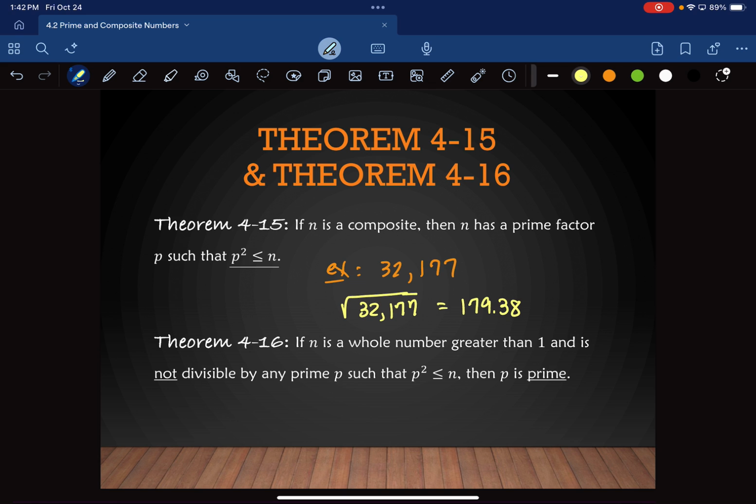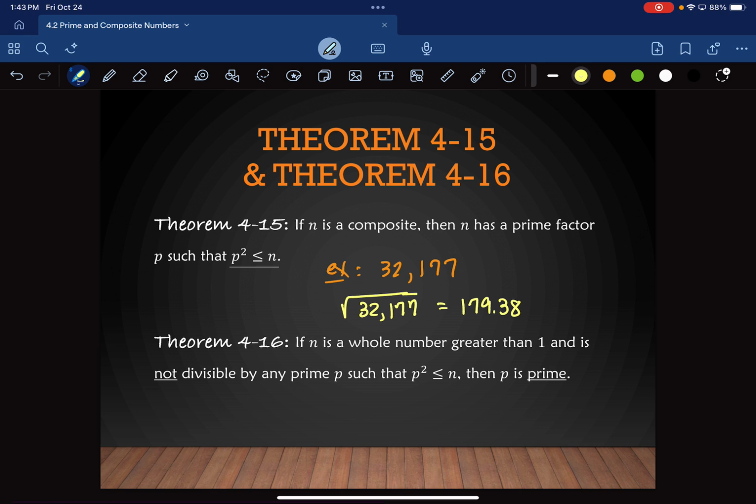Okay, that's good, yeah. So this is telling me I don't have to test numbers all the way up to 32,000 something. The highest I would have to go, and admittedly it's still large, is 179. I don't need to go any higher than 179. And while 179 is certainly still large, it's way less than 32,000. So this puts an upper limit on our testing needs when we're working with composite numbers.